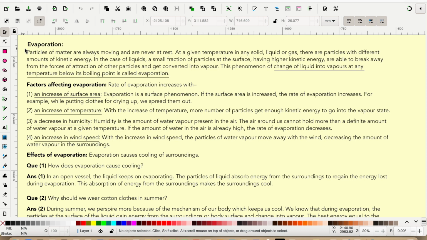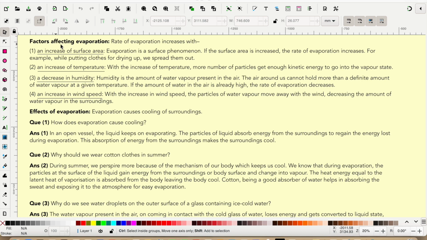Now we will understand what is evaporation. We know that particles have kinetic energy. Due to this, in case of solids, particles vibrate at their mean position, whereas in gases, they roam around freely. In case of liquids, a small fraction of particles at the surface absorb heat energy from the surroundings and gain enough kinetic energy to break away from the forces of attraction with other particles and get converted into vapor. This phenomenon of change of liquid into vapor at any temperature below its boiling point is called evaporation.